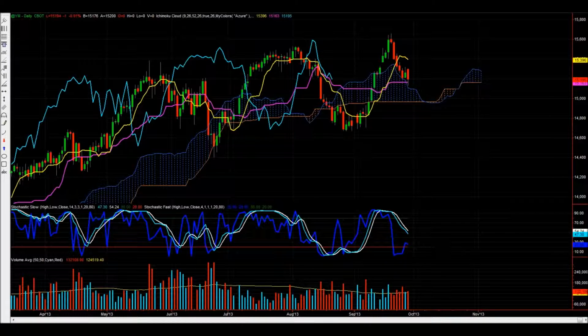So let's start out with the Dow on the daily chart, as we usually do with this technique. And essentially what you see here is when you're above the cloud, you have a long bias, and when you're below the cloud, you have a short bias. So we're above the cloud, and we're actually finding support at the top of the cloud here on the Dow futures.